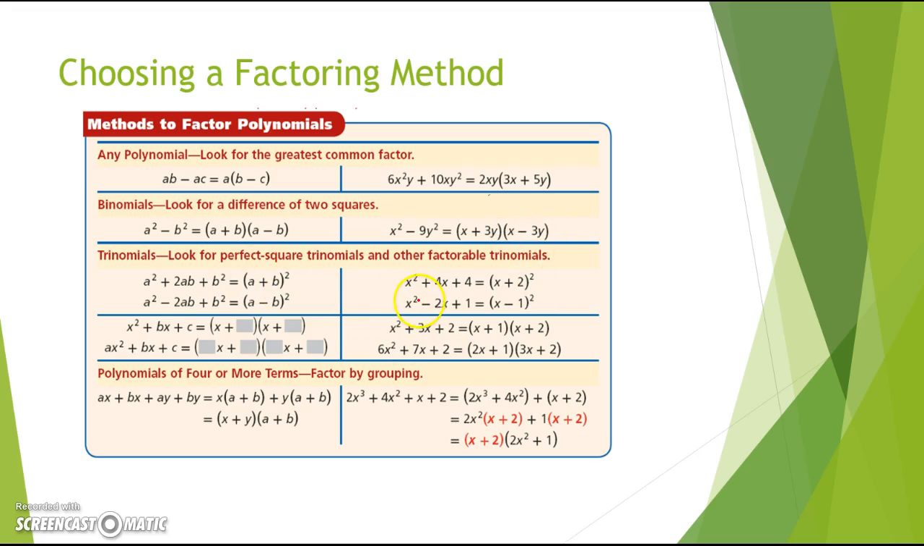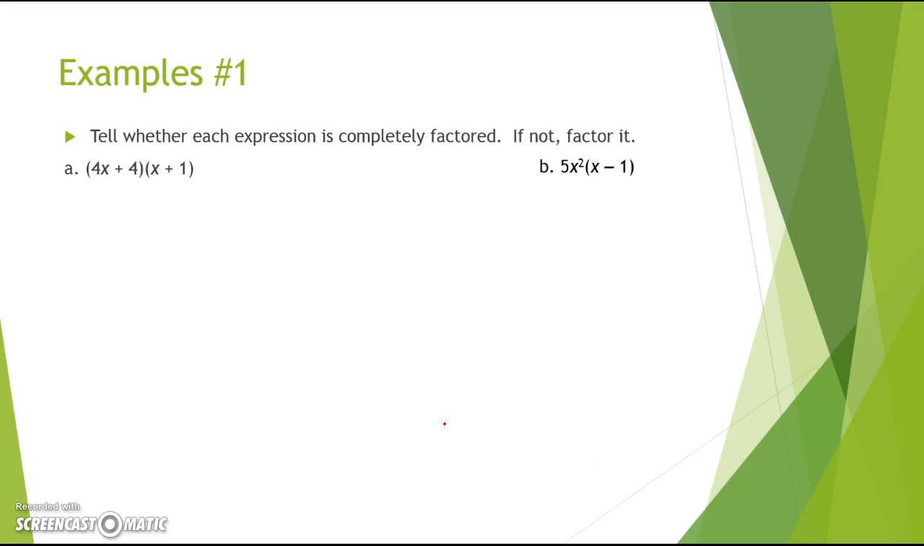For perfect square trinomials, you could have a squared plus 2ab plus b squared, which is a plus b squared, or a squared minus 2ab plus b squared would be a minus b squared. Here we have some values to represent that. And then the last type here, we have polynomials of 4 or more terms, factored by grouping. Remember, we've learned this too in this section. So make sure you write this down, because these different methods help you determine how to find the factors in this section. So let's get started with some examples.